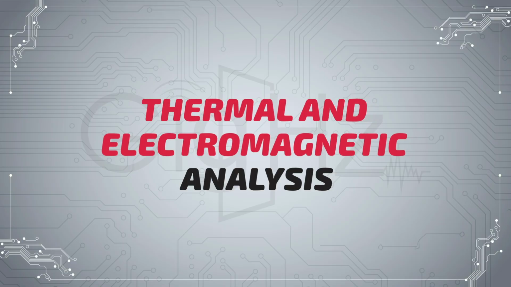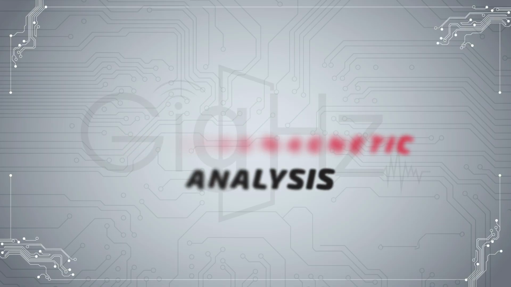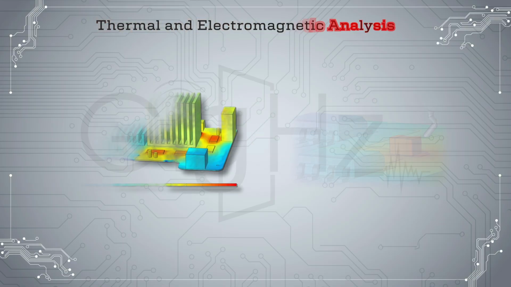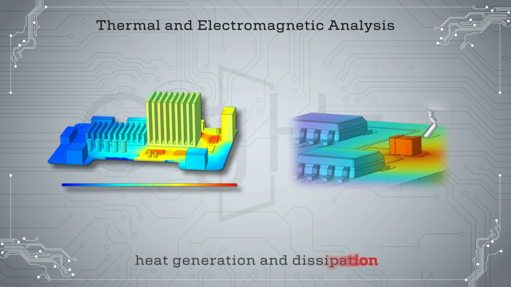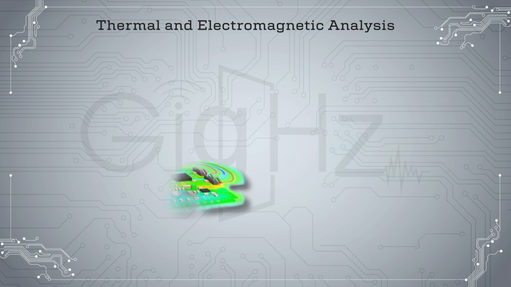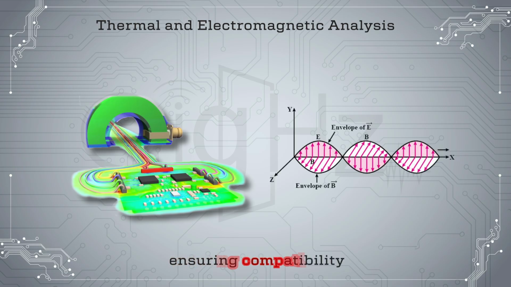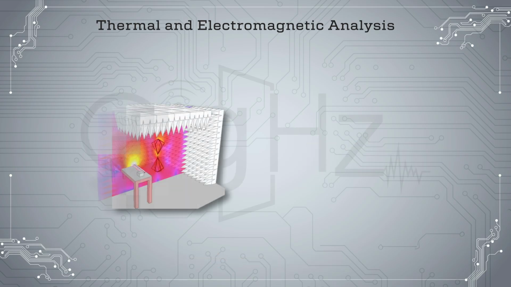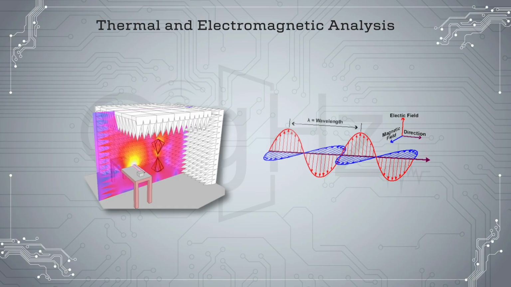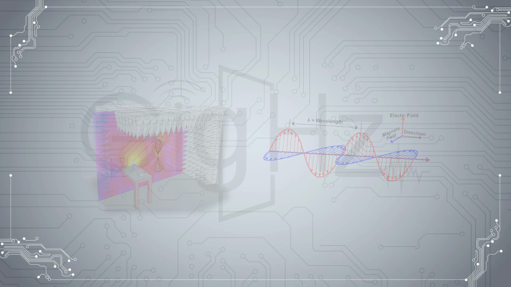Thermal and electromagnetic analysis. Thermal analysis studies heat generation and dissipation, while electromagnetic analysis focuses on minimizing interference and ensuring compatibility. To conduct these analyses effectively, engineers use different simulation settings tailored to specific needs.